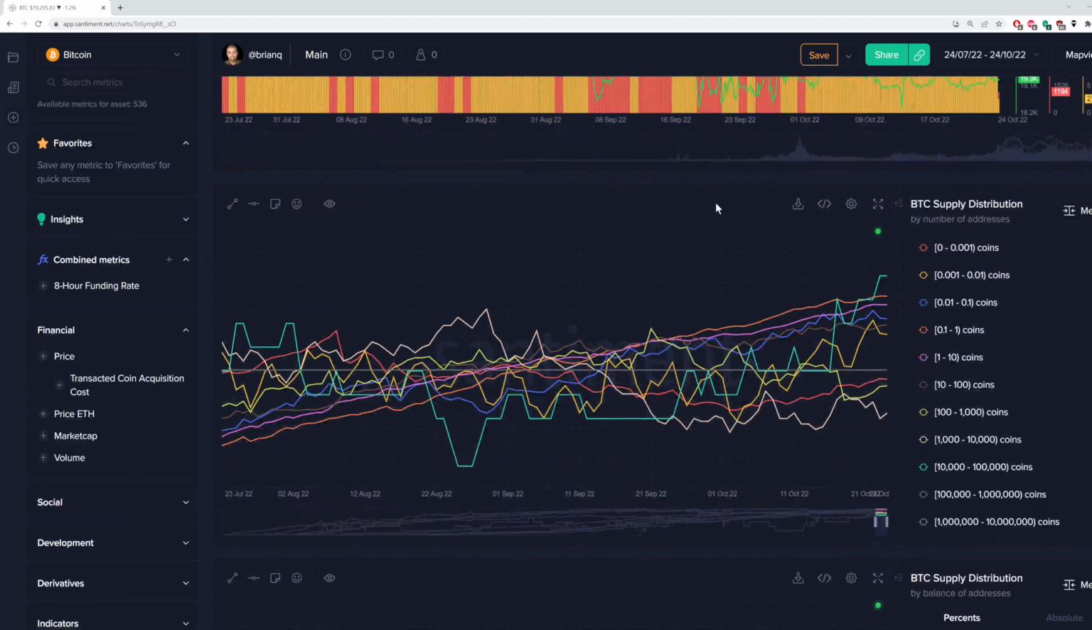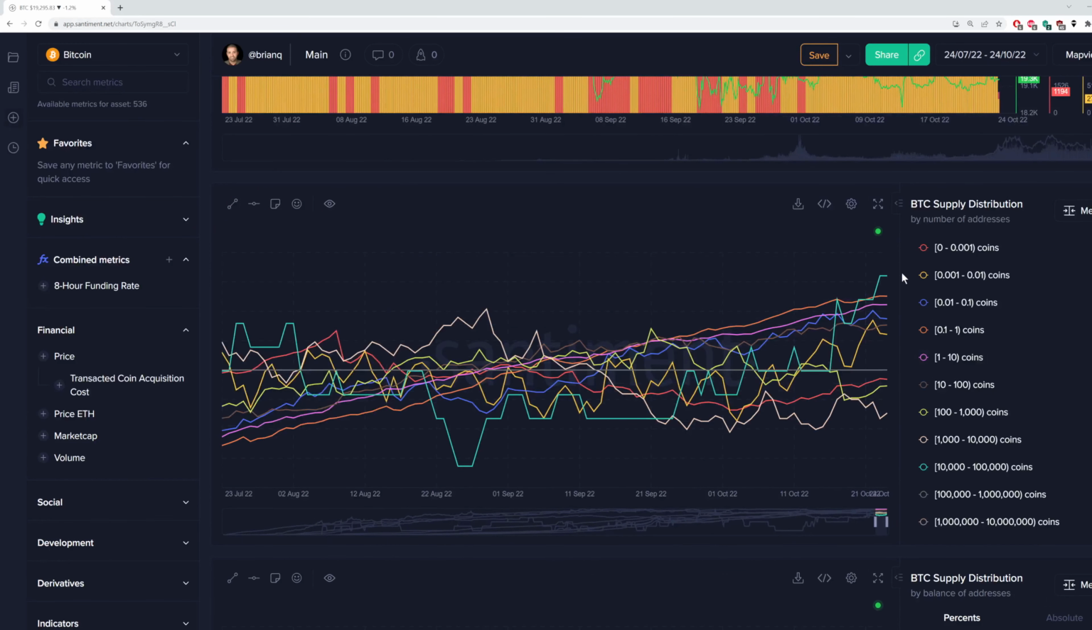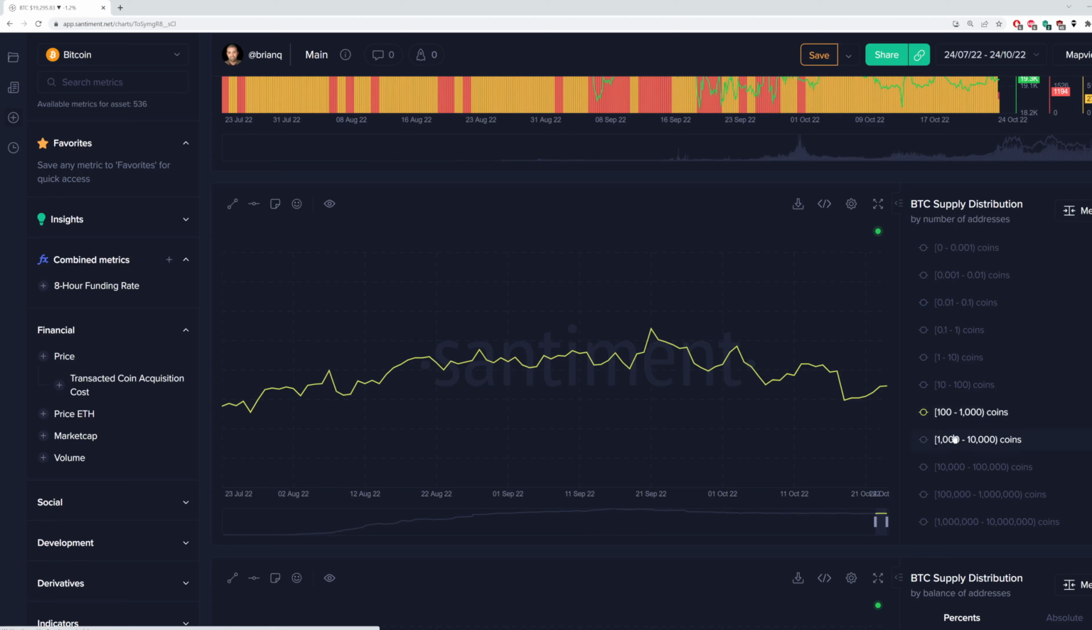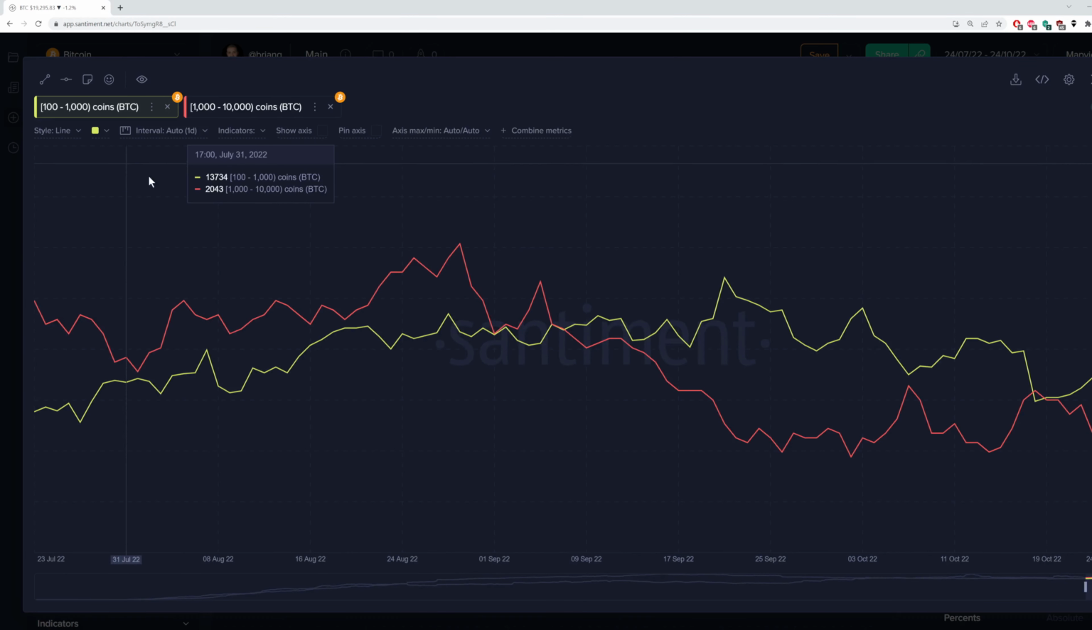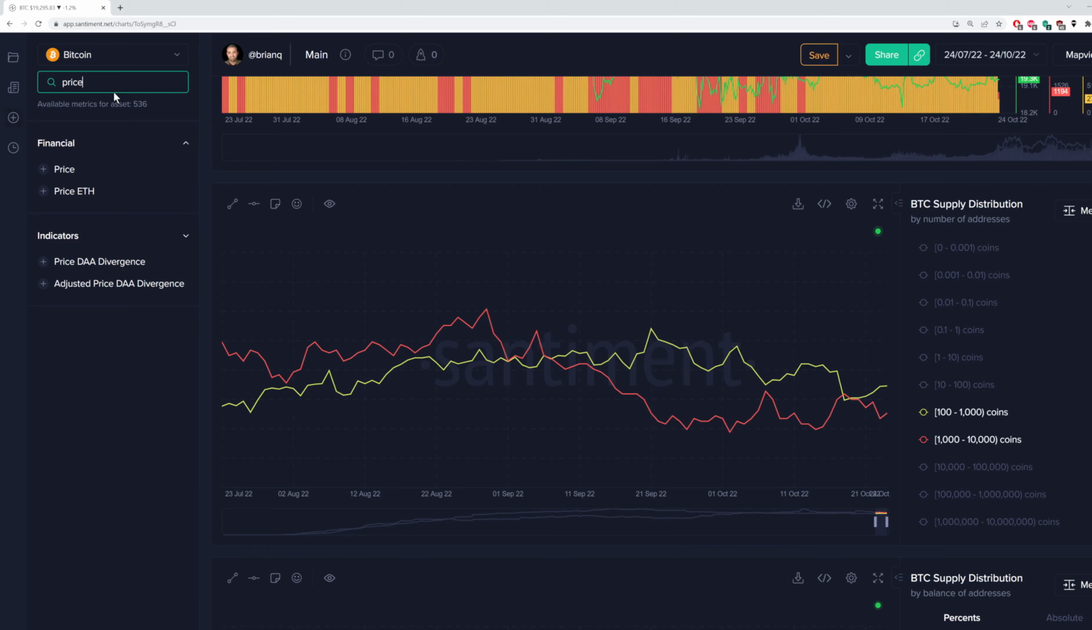All right, so now we get into the supply distribution metrics. You can see a whole lot of lines here. And just for the sake of looking at whales for Bitcoin, we'll take a look at the 100 to 1,000 and 1,000 to 10,000 amount of addresses. And I'm also going to add the price of Bitcoin.